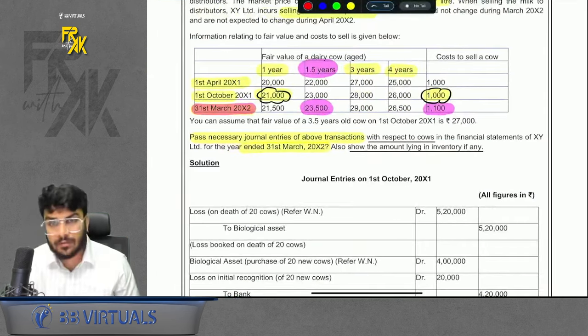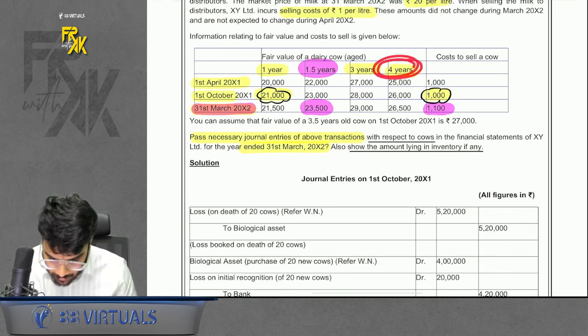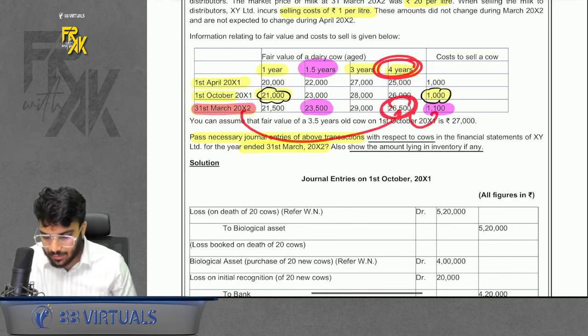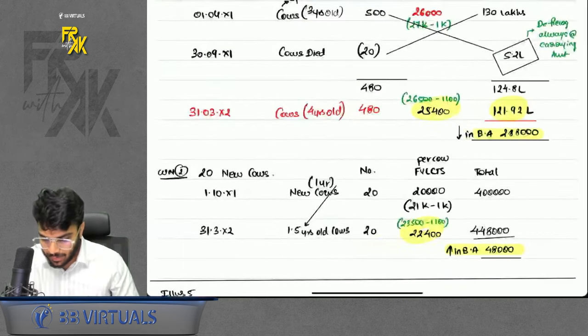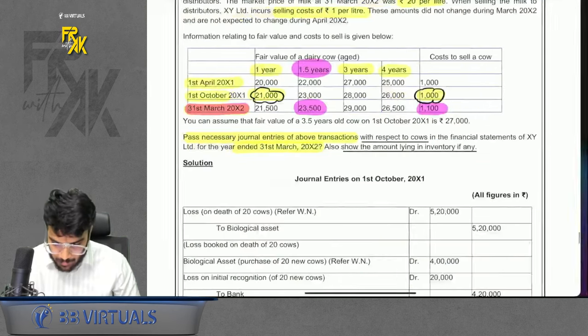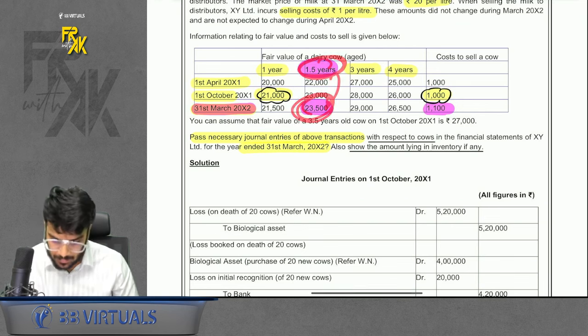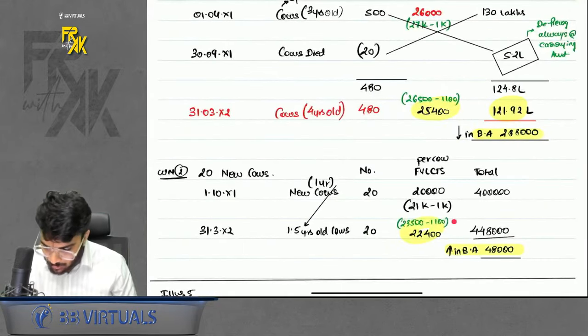How can I find the value? Let's say you want to find the value of 4-year cow. So 4-year cow, year end value, 26,500. Deduct 1,100, you will get 25,400 value. Right? So you can measure now. Previously it was this much, now it is this much. So decrease. Similarly for these 20 new cows, go into 1.5 year column, 23,500 is the current year end fair value, but deduct the cost to sell. So 22,400 will come. So this is the new FVL CTS.